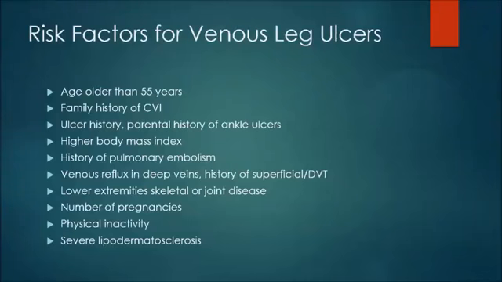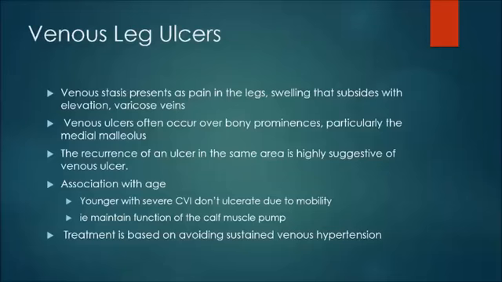So risk factors for venous leg ulcers are advanced age, family history of CVI, ulcer history, parental history of ankle ulcers, high BMI, history of pulmonary embolism, history of superficial vein thrombosis or DVT, lower extremity skeletal joint disease, the number of pregnancies they've had, physical inactivity, and severe lipodermatosclerosis.